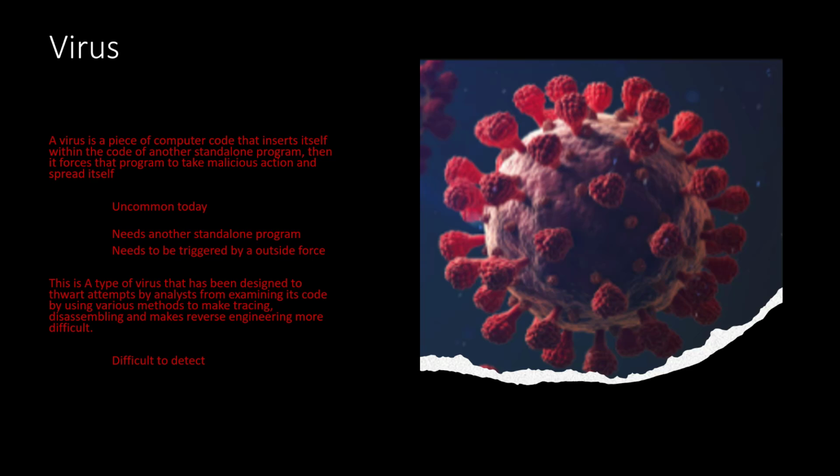Another type of virus that you may encounter on the exam is the armored virus. This is a type of virus that has been designed to thwart any attempts by an analyst to examine its code by using various methods, such as making tracing, disassembling, or reverse engineering difficult. An armored virus may also protect itself from antivirus programs, which will make it difficult to detect.